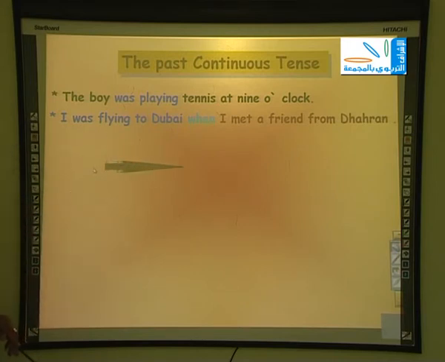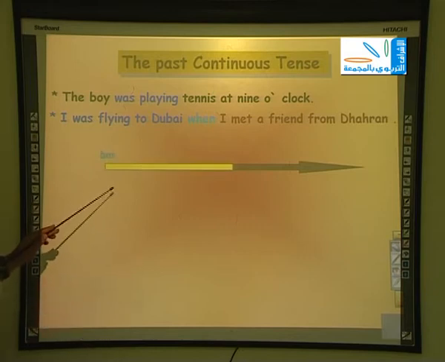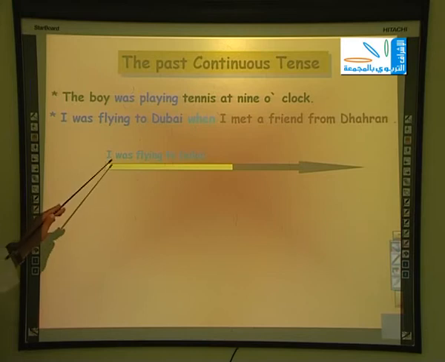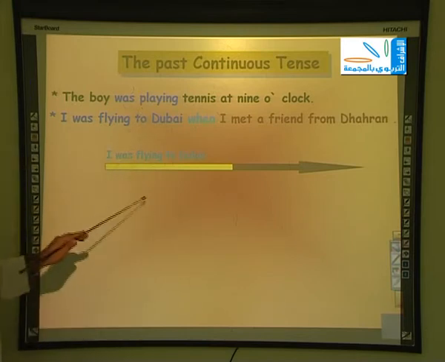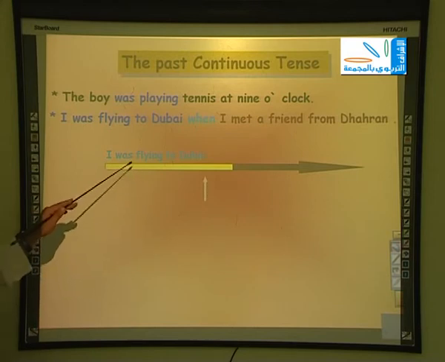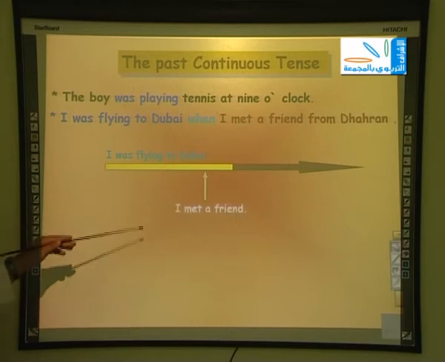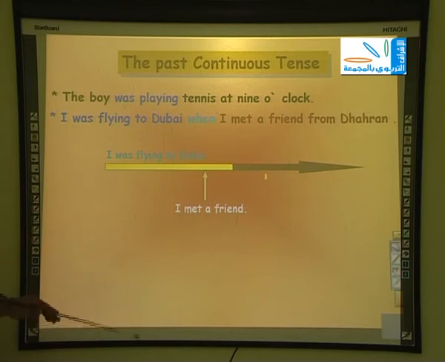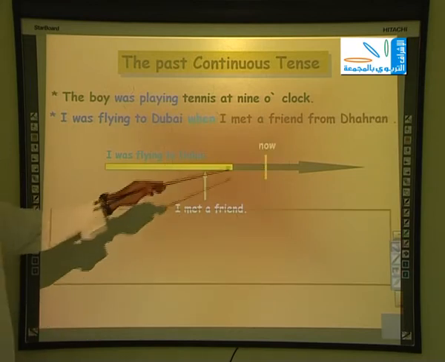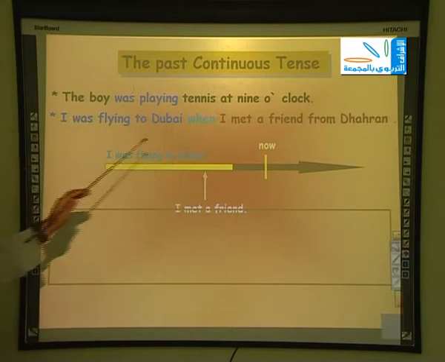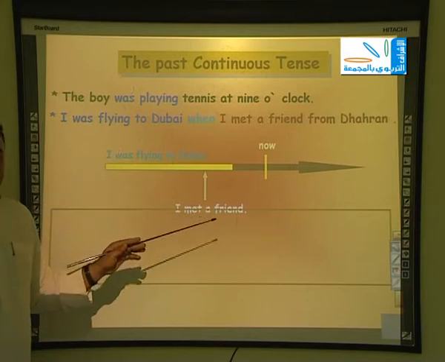After that, we can make a timeline like before. This is the timeline that refers to the past continuous tense. So the past continuous tense here is presented by I was flying to Dubai. And the continuity of this event was interrupted, or cut, by an event in the past, that is, I met a friend. This part refers to the present time, but here we are talking about past events. One of them was continuous, and one of them was finished in the past.